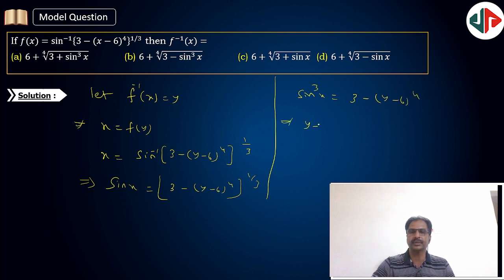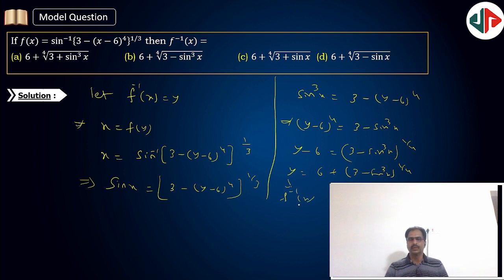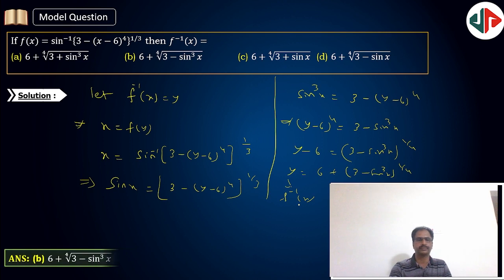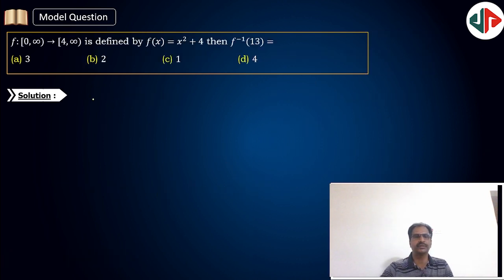From this, what is (y minus 6) whole power 4? 3 minus sine cube x. So what is y minus 6? 3 minus sine cube x whole power 1 by 4. So what is y? Y is nothing but f inverse x. So 6 plus 3 minus sine cube x whole power 1 by 4. Power 1 by 4 means 4th root. Option B is correct.